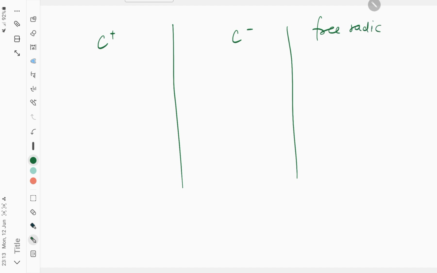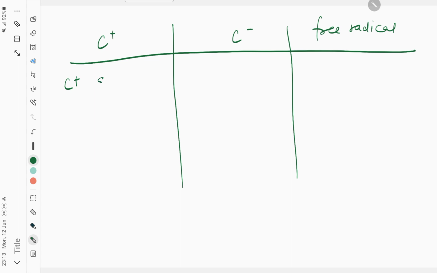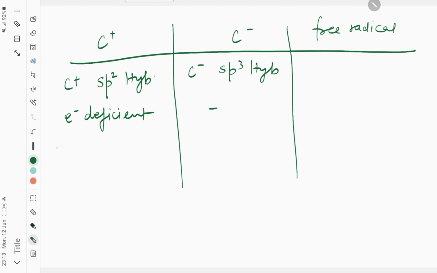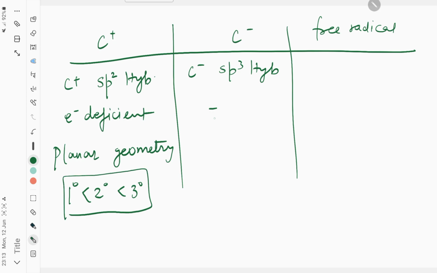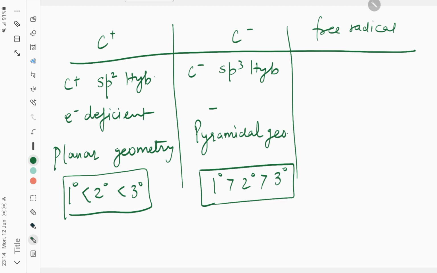See, if we differentiate between carbocation, carbanion, and free radical: in carbocation, the C plus carbon is sp2 hybridized. In carbanion, C negative is sp3 hybridized. And here the plus sign is for electron deficient; the carbanion is not electron deficient. The carbocation has planar geometry, and the stability order is tertiary more stable than secondary and then primary. The carbanion has pyramidal geometry just like ammonia, and the stability order is primary more stable than secondary and then tertiary.